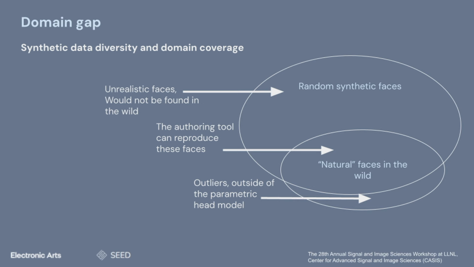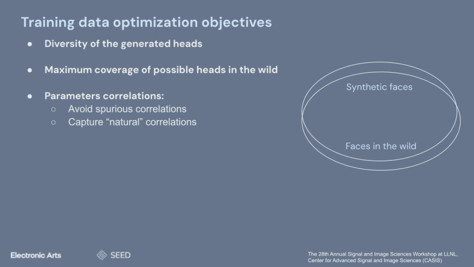Here is what we mean. Natural faces in the wild are located in this smaller domain, and there is a domain gap between natural faces and random synthetic faces. We can generate way more synthetic faces than we can find in the wild. At the same time, the modeling tool may not be as powerful as we want, and some faces can be left out. Our goal is to make these two circles as close as possible, meaning synthetic face generation should follow faces in the wild as closely as possible. That should guarantee that we avoid spurious correlations and capture the natural ones. It also ensures that we provide pretty good coverage of natural faces in the wild.